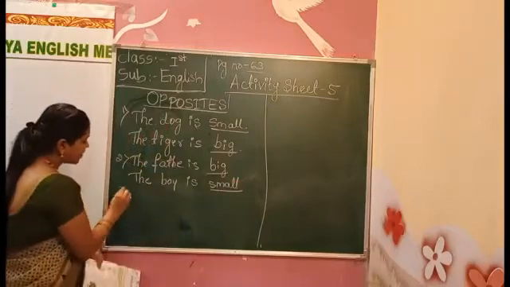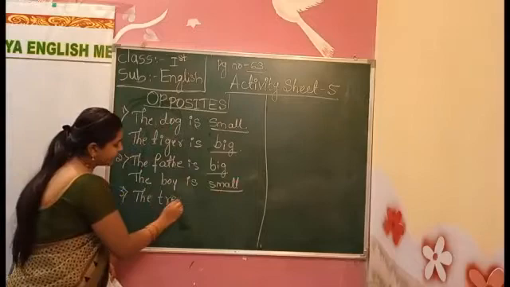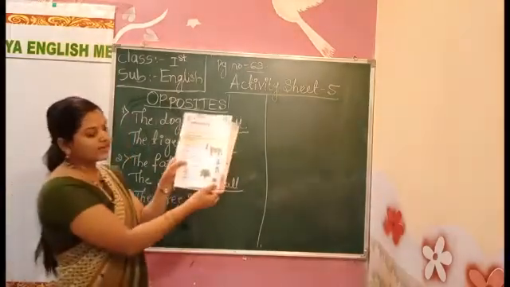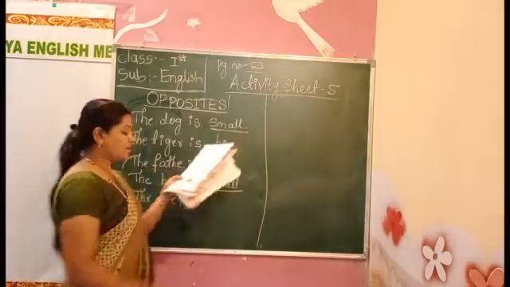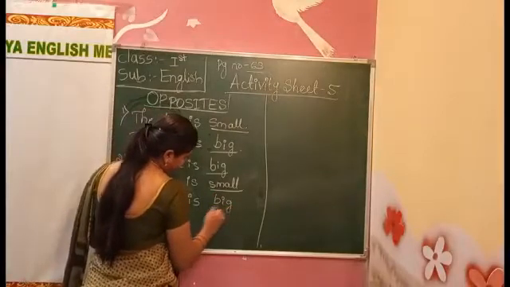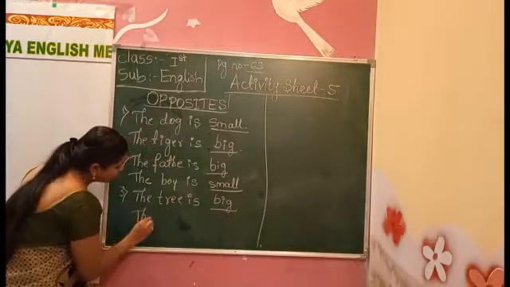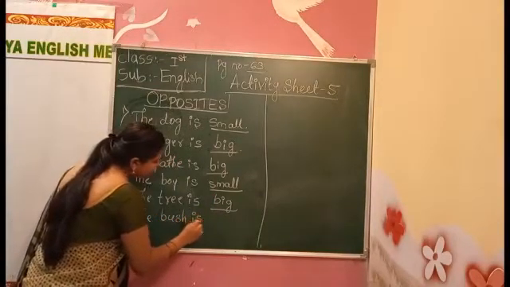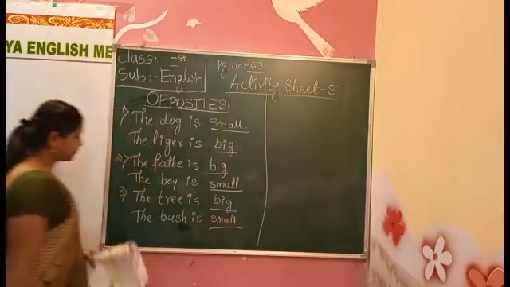Next, third one. The tree is big. Look, in both which one is big? The tree is big. What is the bush? Small. So the tree is big. The bush is small. The bush is small. Okay.